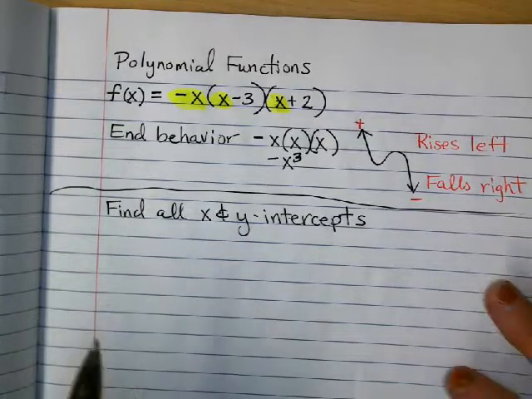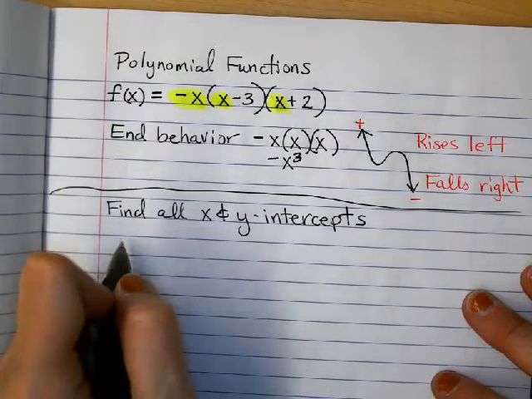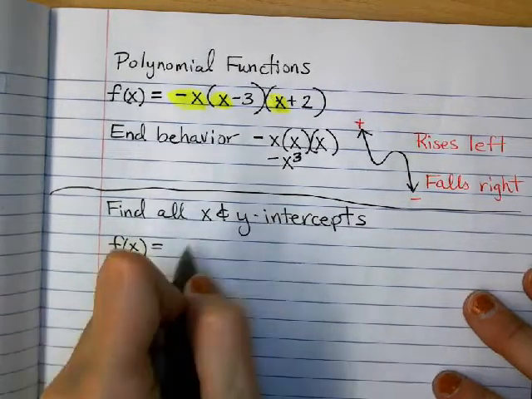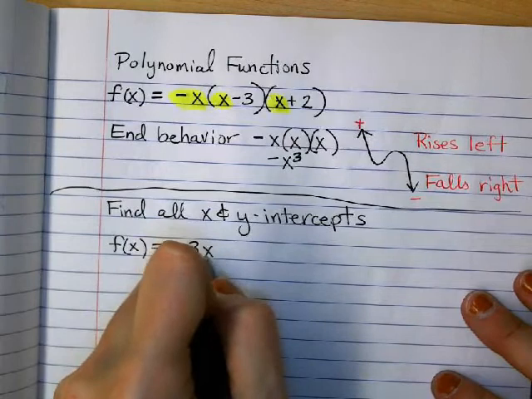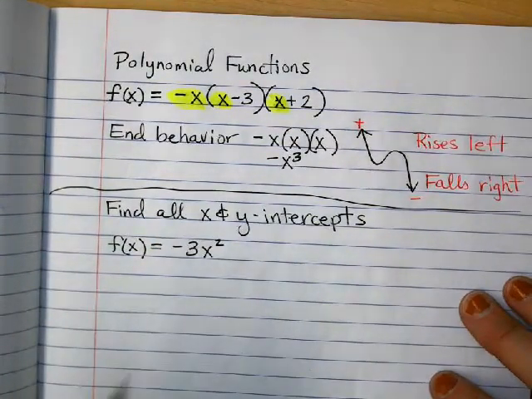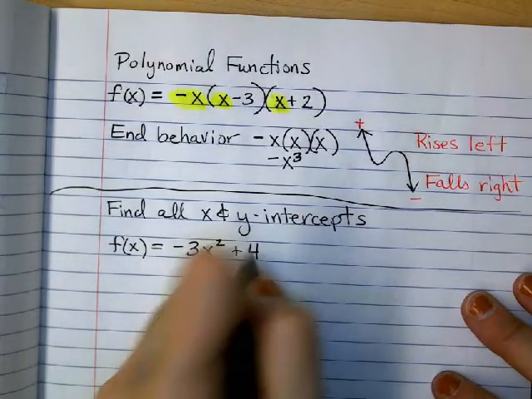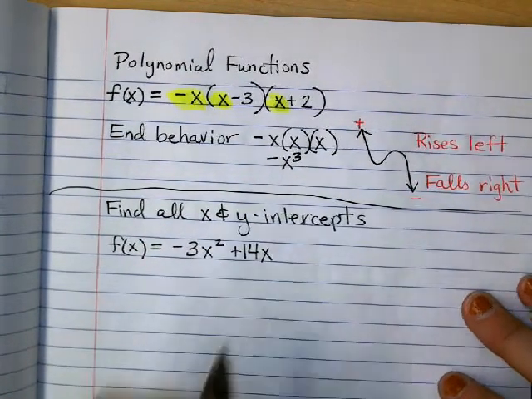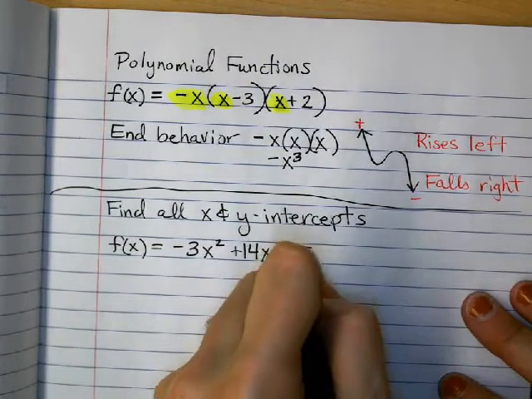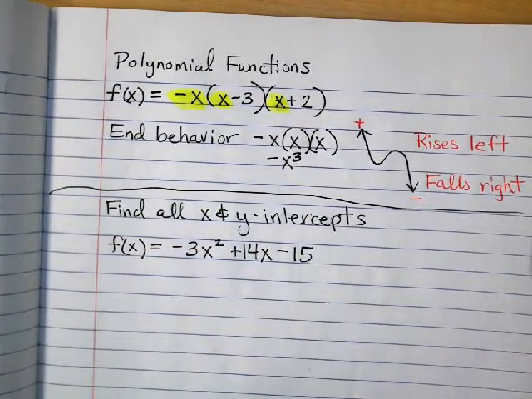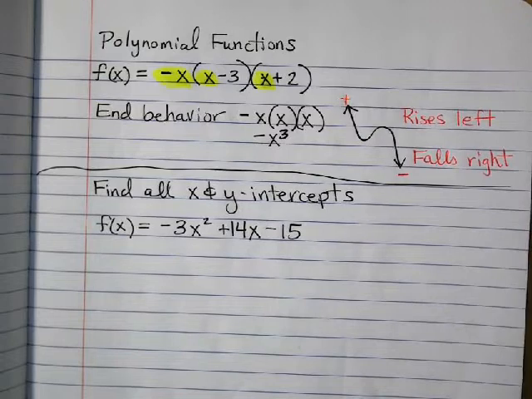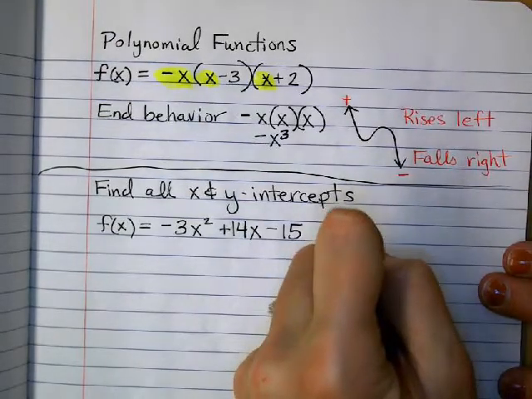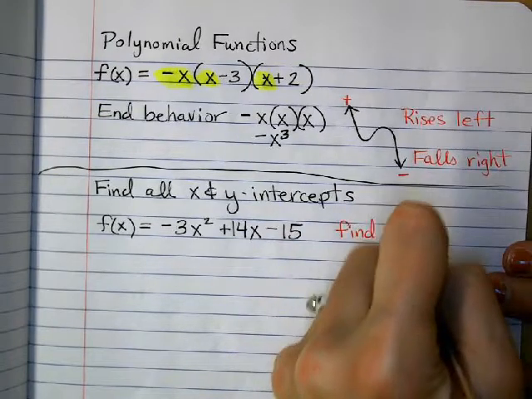All right, let's give you an equation like f of x equals negative 3x squared plus 14x minus 15. Find the x and y intercepts. Okay, so we're going to write, I'll kind of write on the side, how do you do that? How do you find the y intercepts?